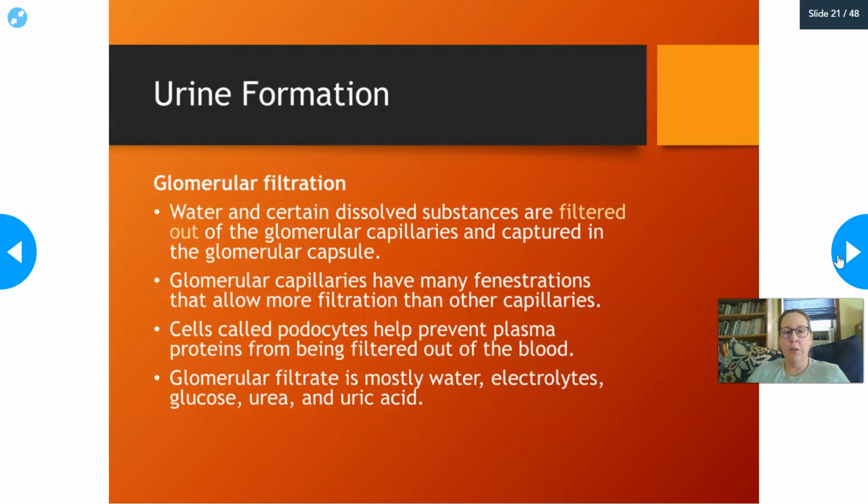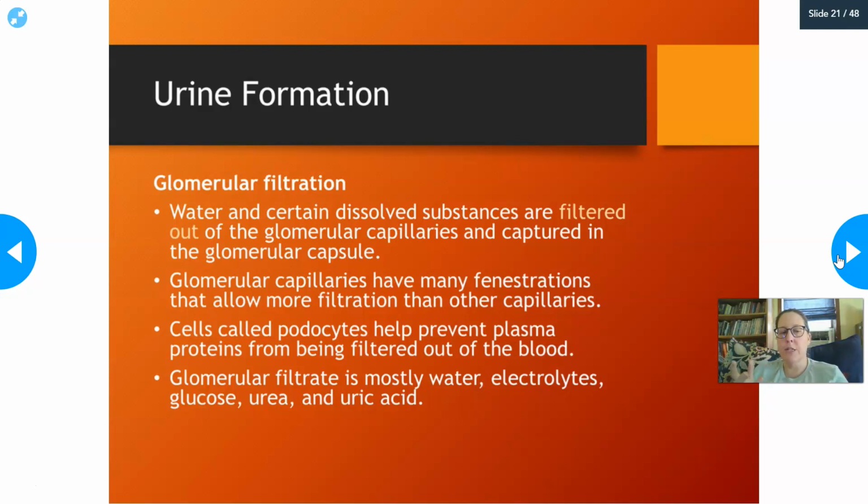So water and certain dissolved substances are filtered out of the glomerular capillaries, and they're captured by the glomerular capsule. The glomerular capillaries have many fenestrations. Those are windows, from the French word for window, which is fenêtre. So there are little openings, little windows in those capillaries, and the glomerular capillaries will allow more filtration than other capillaries. They're just more permeable. They allow more stuff to go through.